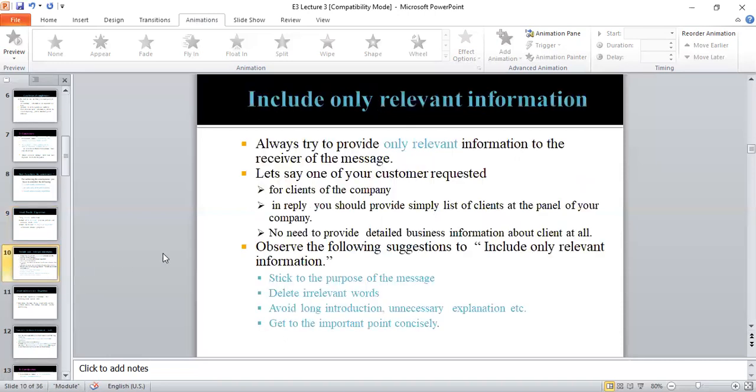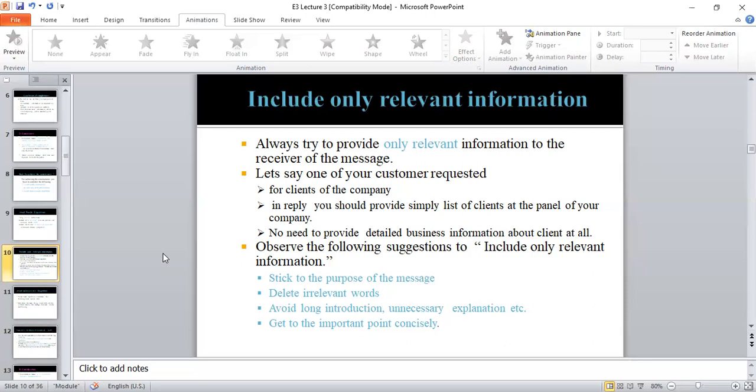It talks about including only relevant information. Always try to provide only relevant information to the receiver of the message. Let's say one of your customers requested some detail about your clients. What you're going to do is provide the list of your clients to your customer, but what you're not going to do is give extra detail about the clients in your panel, because that wasn't required, that wasn't asked. So you're only going to do what has been asked to be concise in your communication.